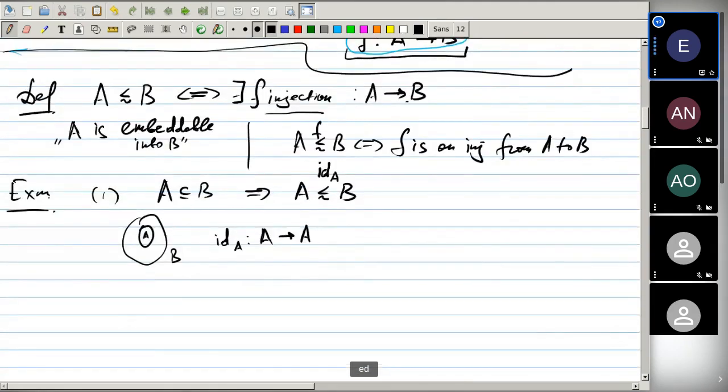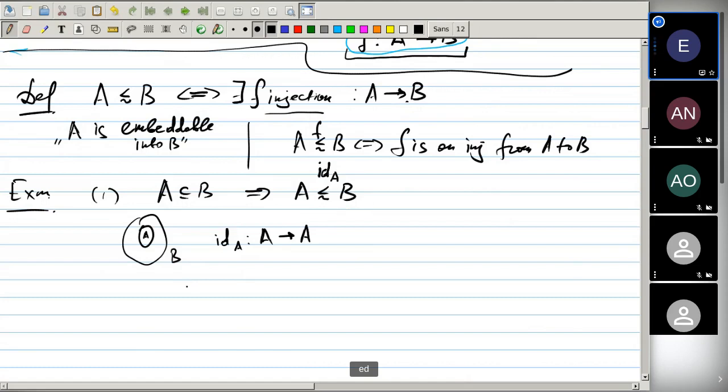So every subset is embeddable, and it is very expectable. Why? Because, of course, if A is a subset, if A is a part of B, clearly A has no more elements than B does. It has no more elements. Okay. What else? Say, I don't know.